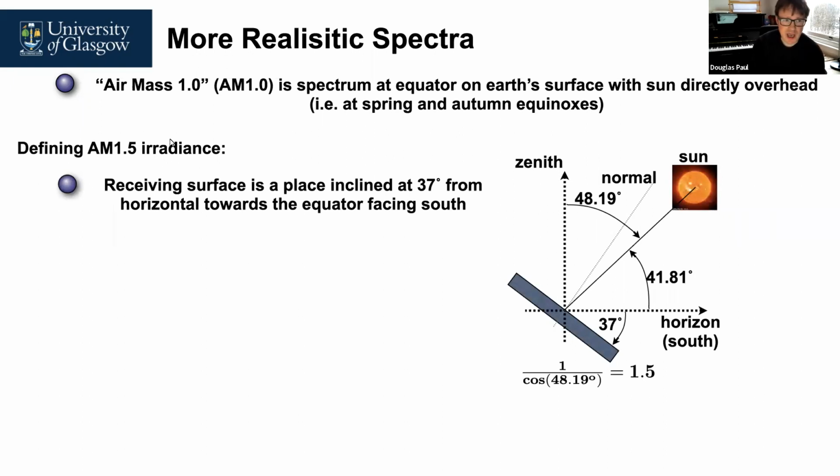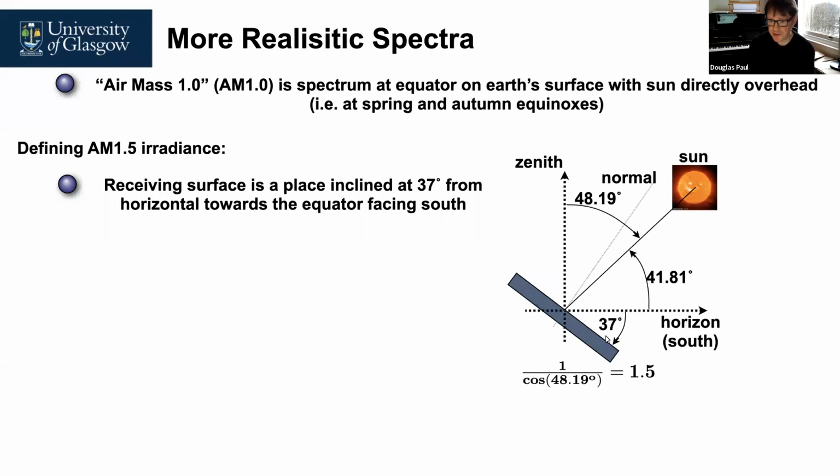If we look at AM 1.5, that's receiving where the surface is inclined at 37 degrees from the horizontal towards the equator facing south. So if this is our zenith, that's our sun up the top. In fact, the normal from the Earth is not the zenith. And that's probably one of the things that confuses students the most if they haven't done astronomy and they have never heard the term zenith previously.